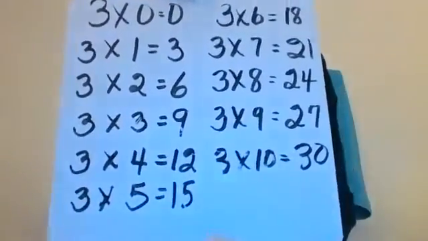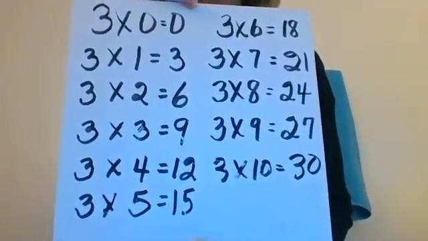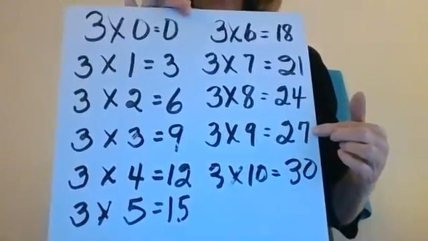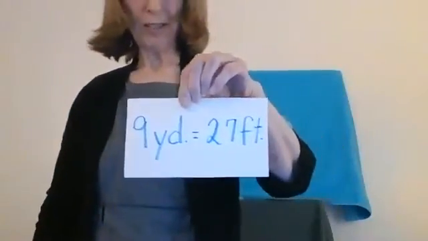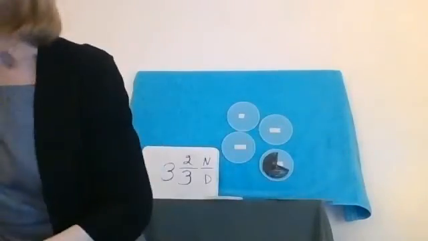Look here. Do you see the 27? Where is it? Right there. 3 times 9 is 27. So 9 times 3 feet equals 27. Same thing. Good. Well, that was a little tricky.